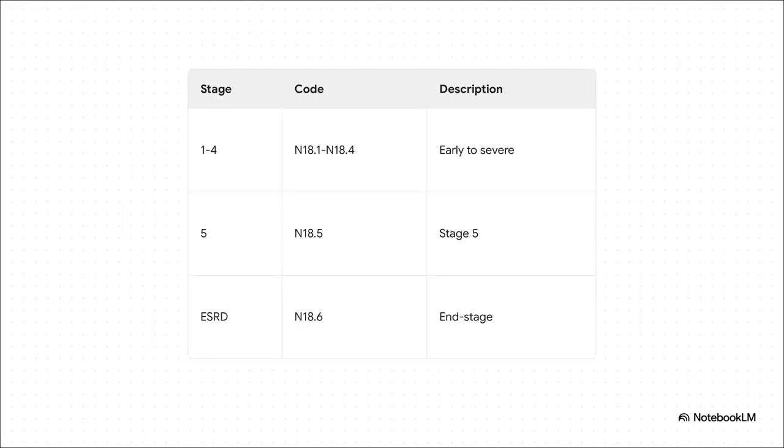Moving down to Level 4, the genitourinary system. Chapter 14 relies heavily on tracking the progression of chronic kidney disease. The mapping is thankfully straightforward. Stages 1 through 4 map perfectly to codes N18.1 through N18.4. Stage 5 takes N18.5, and end-stage renal disease caps it off at N18.6.